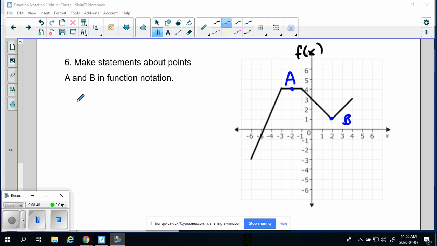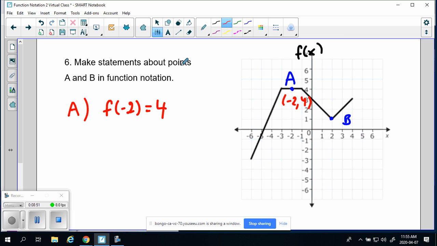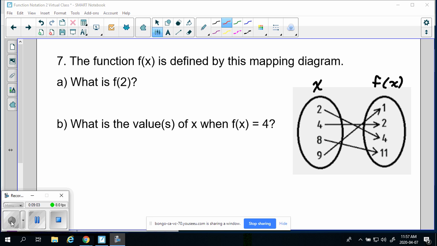So point A, if you look up, the coordinates are negative 2 and 4. So you would say f of negative 2 is equal to 4. Do not mix up those numbers. You're going to get it wrong. And then for point B, we're looking at 2 comma 1. So f of 2 is equal to 1.